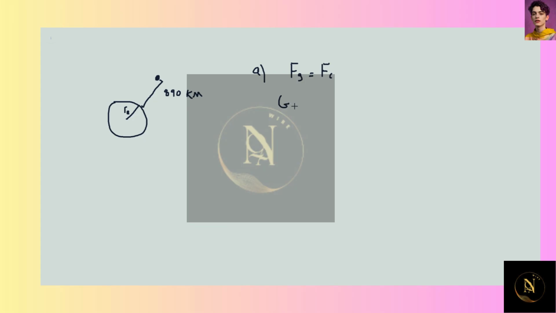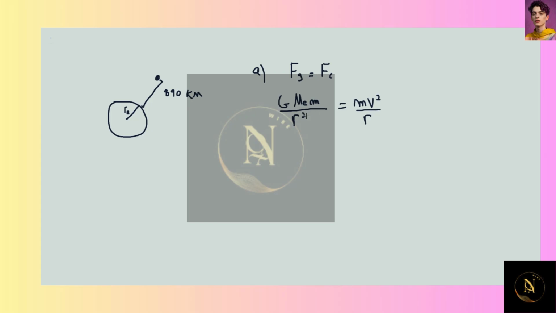and the force of gravity will be the gravitational constant times the mass of the Earth times the mass of the satellite, and then divided by r squared. And so r here is the total distance from the center of the Earth. So it's the radius of the Earth plus this 890 kilometers. And so that should equal the centripetal force, which always takes the form mv squared over r.